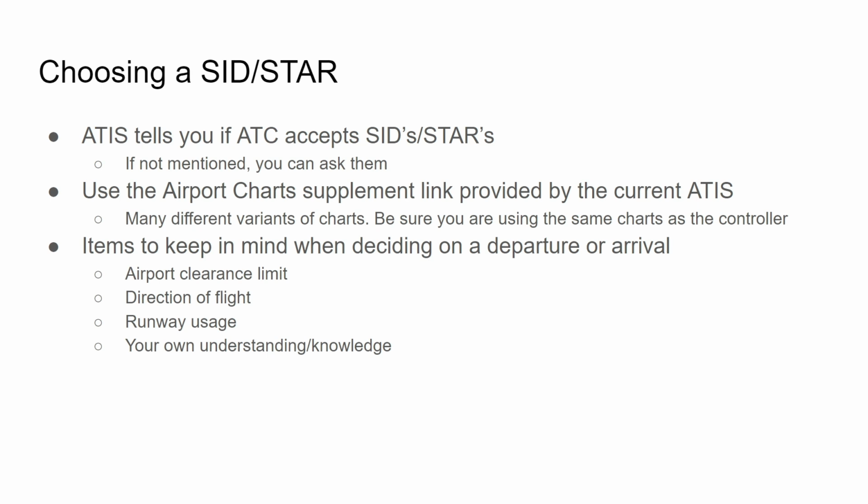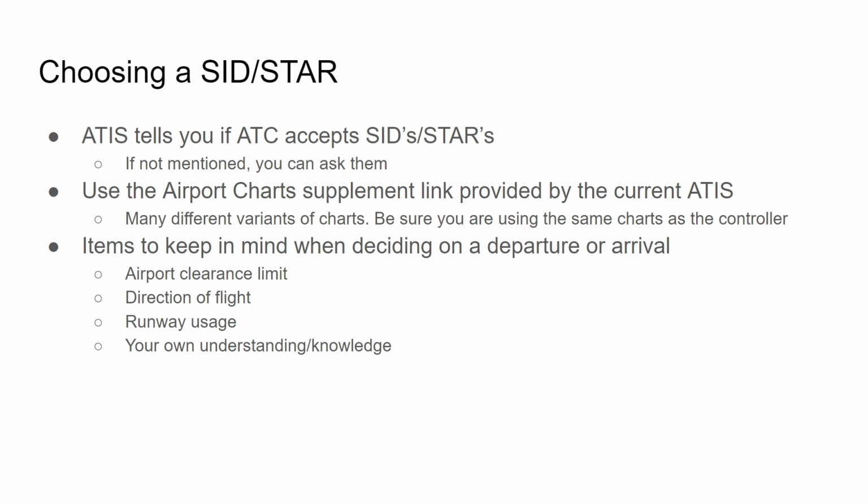To access these departures and arrivals, you can use the airport chart supplement link provided in the current ATIS of that controller's airport. There are different variants of charts from third-party people, so make sure you are using the same charts and that they're current with the time you're playing in, so that the controller knows what arrivals or SIDs you will be using.